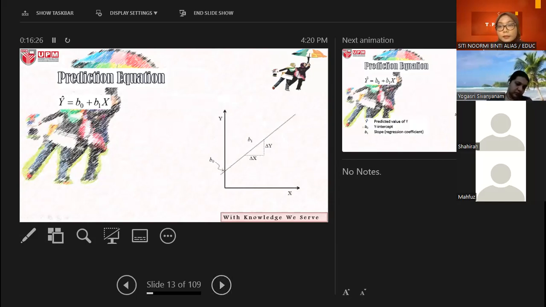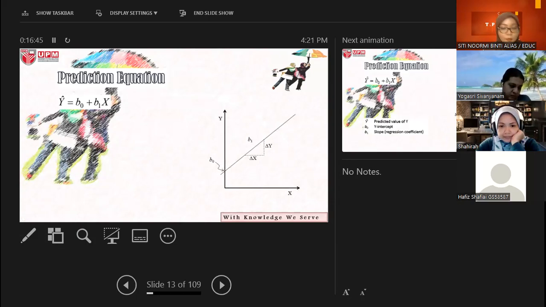Okay, so this is the illustration. What is B0? The constant, or the other name is the value where the straight line touches the y-axis. That one is referring to B0. B1 is the slope, kecerunan.